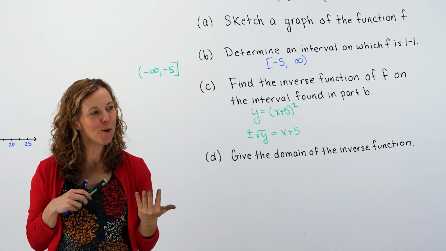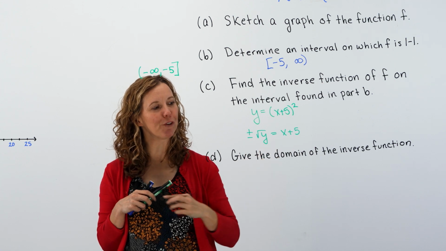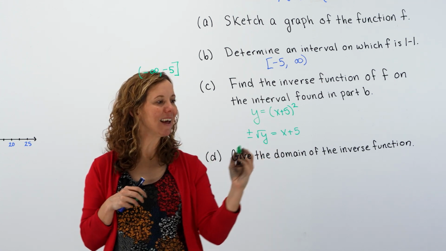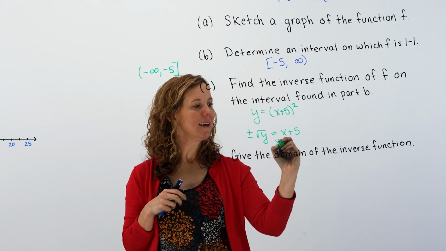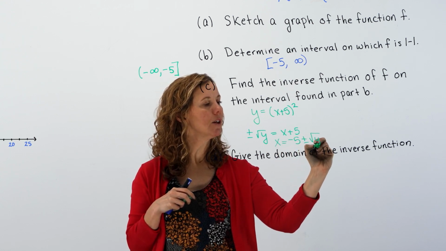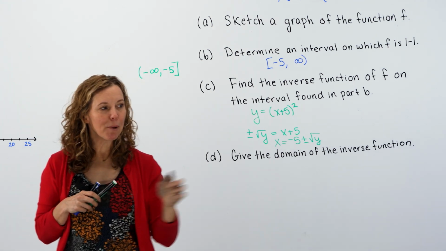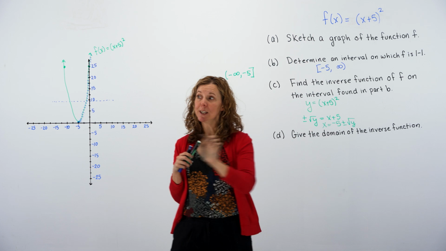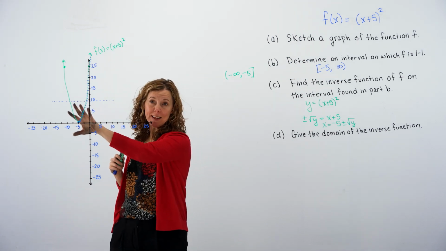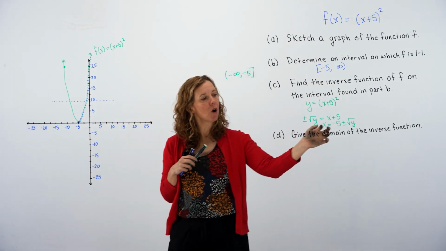Why is this helpful? Well, now if I take this equation and I solve it for x, I see that x then is -5 plus or minus the square root of y. Remember, this is still an equation that represents the function that I started with. I haven't yet found an inverse, but I've solved for x.